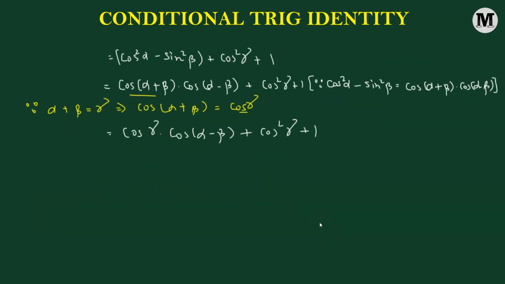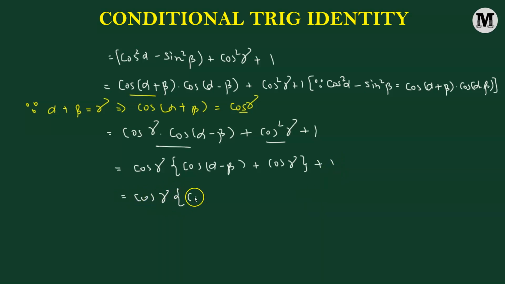Next, we can consider the first and the second term, and from each of the two terms we are going to take cosine gamma as the common factor, such that we are left with cosine of alpha minus beta added to cosine of gamma, and then we have 1. This is going to be equal to cosine of gamma multiplied by cosine of alpha minus beta added to cosine gamma here. As we have already established, this is also the same as cosine of alpha plus beta, and we have plus 1.